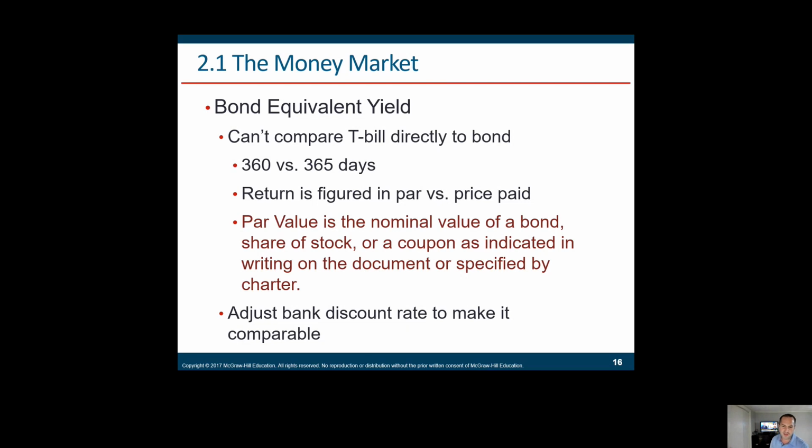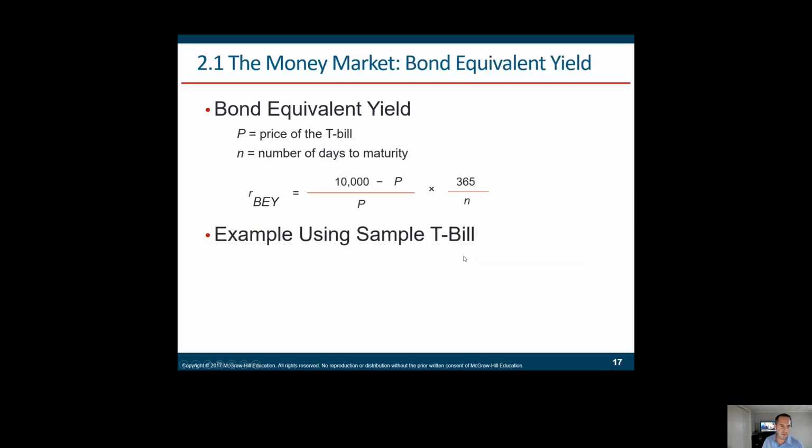Bond par value is the nominal value of the bond, share of stock, or coupon as indicated in writing on the document specified by the charter. Adjust the bank discount rate to make it comparable. So bond equivalent yield is 10,000 minus the price, over the price, and then multiply by 365 over n. So what it's saying here is that same issuance, right? 10,000 showing the T-bill, showing that same one. But with the bond equivalent yield, it goes from 5% to 5.13% because of the way it's calculated.